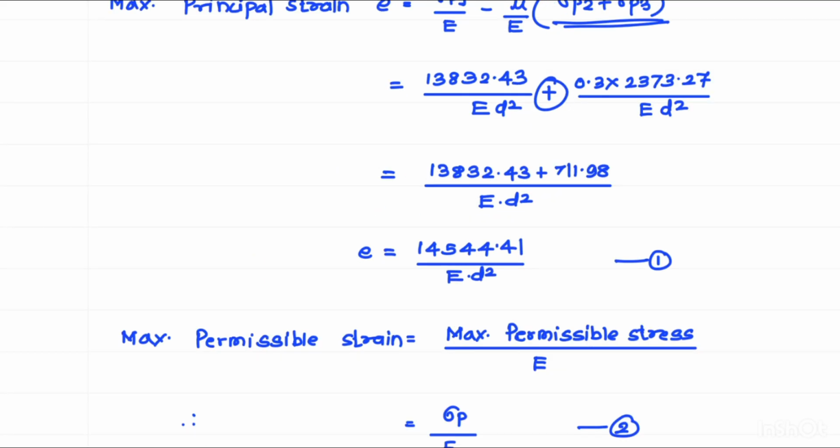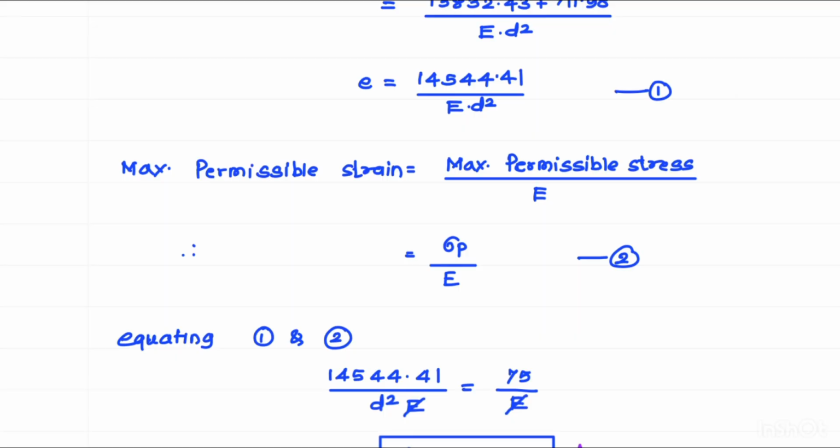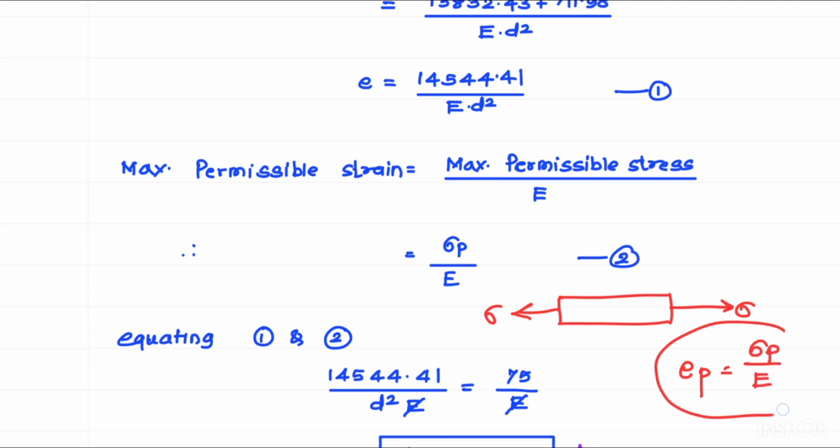Now I equate this to the maximum strain in the normal stress condition, that is the uniaxial stress condition. That means I equate this to the strain generated for the loading condition given in the criteria itself. The strain in this condition will be equal to the permissible stress divided by the elastic modulus, and based on this you are going to get the value of maximum permissible strain.